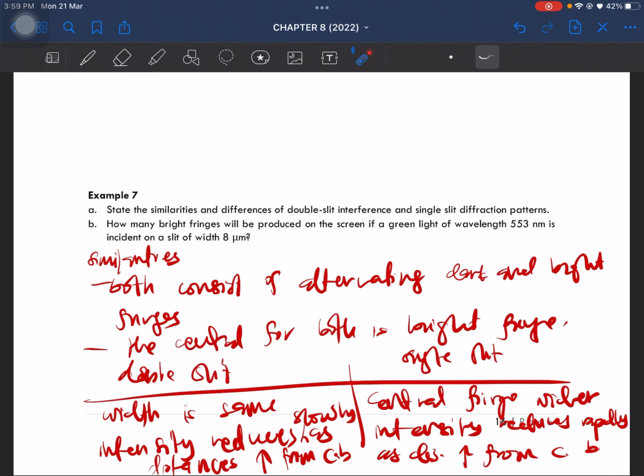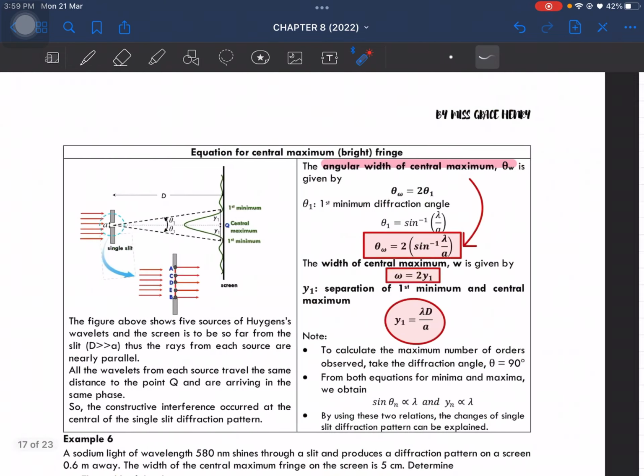And then the next one, for double slit the intensity reduces slowly as the distance increases from the central bright. For single slit, the intensity reduces rapidly as the distance increases from the central bright. So that is the differences.